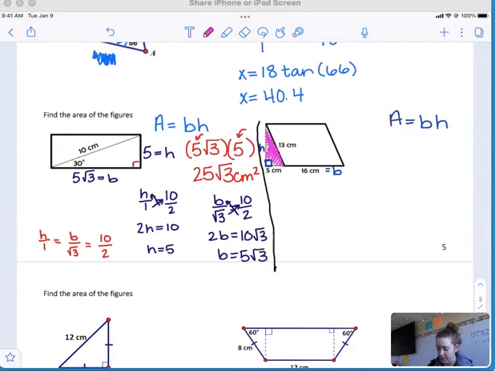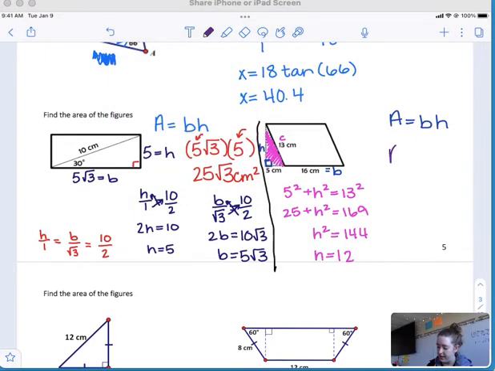So a squared plus b squared equals c squared. 13 is going to be c since it's across from that right angle. So we'll have 5 squared plus h squared equals 13 squared. We know that 5 squared is 25, and that 13 squared is 169. We'll subtract 25 from both sides. So h squared equals 144. Then we'll take the square root. So we know our height is equal to 12.